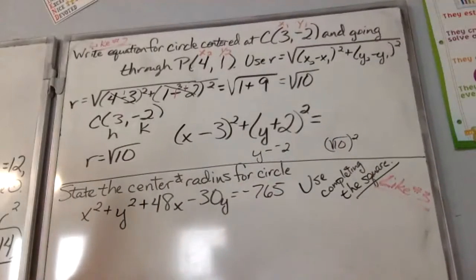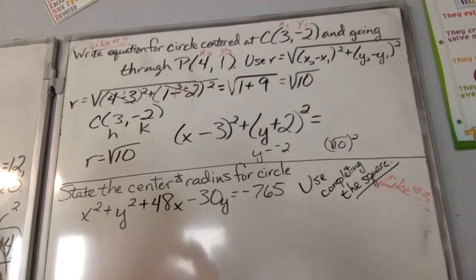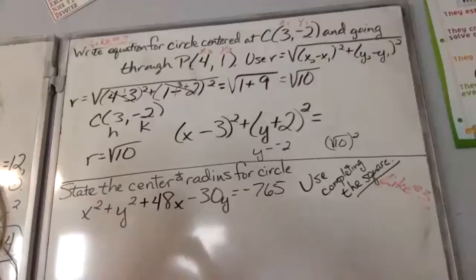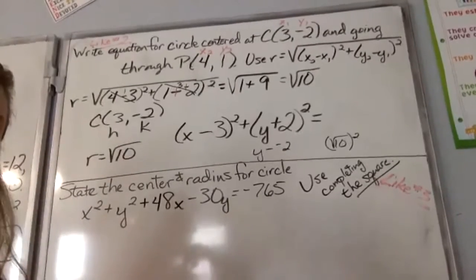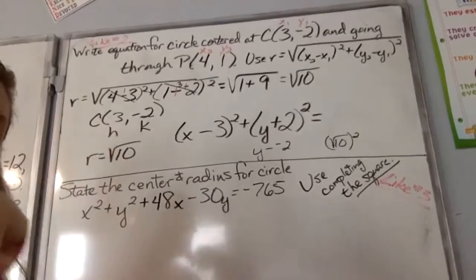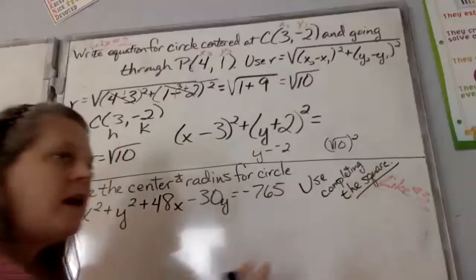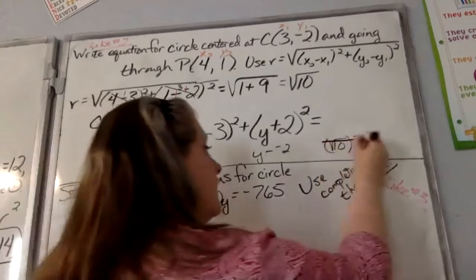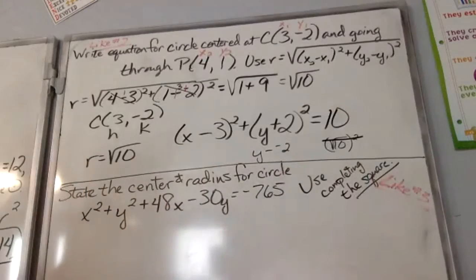What happens when you square a square root? Isn't squaring and square rooting inverse operations? They're opposites of each other. Yeah, they cancel each other out. So square root of 10 squared, square root of 10 times square root of 10 would be square root of 100, which is just 10. Or this part cancels out and I get 10. So that's your equation.